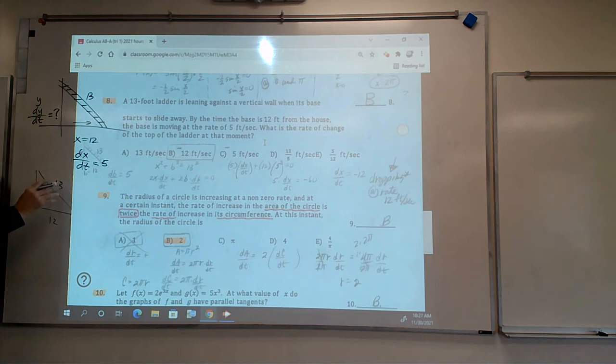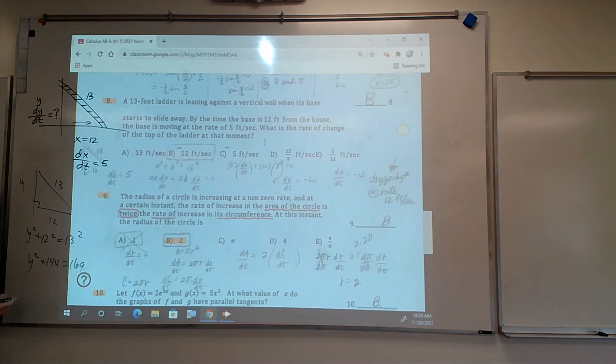But at the moment that this is 12, you guys know this by heart. Did you learn this in geometry class? 3, 4, 5, and 6, 8, 10, all those things. You know the 12, 5, 13? Some of you do, and if you don't, that's fine. You just go y squared plus 12 squared equals 13 squared. y squared plus 144 equals 169. Okay.